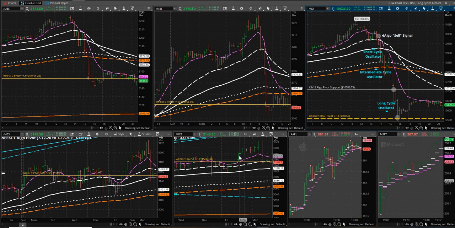But as a member, you're seeing all the visual tools, and this is a visual trading system. So you don't have to sit there and guess. You see it on your screen in real time as the market is trading.